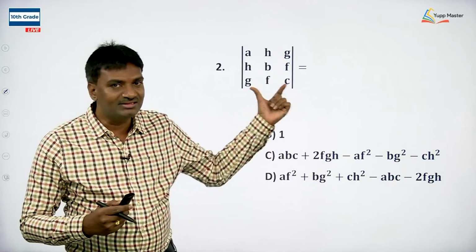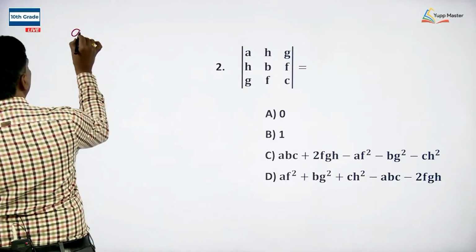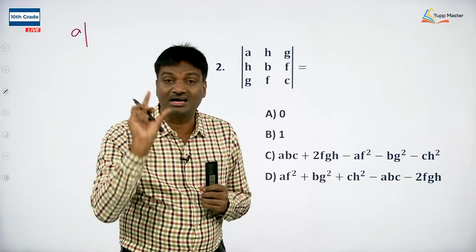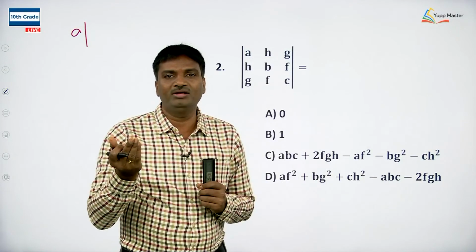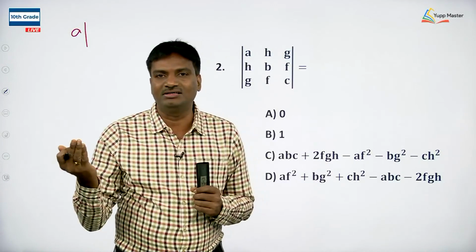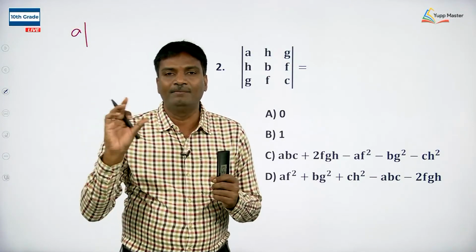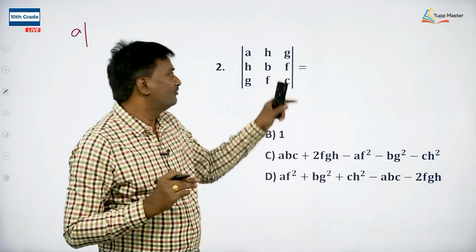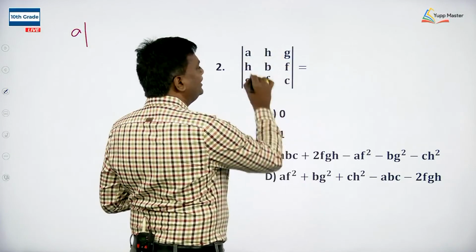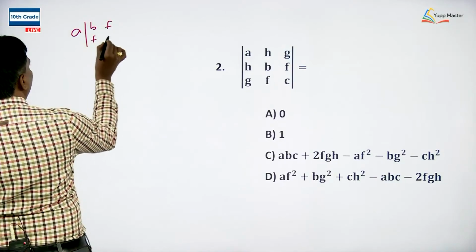Now let us consider the elements of the first row. The first element is A into the cofactor of A. We have to multiply each element of the first row with its corresponding cofactor. The corresponding cofactor means minus 1 power i plus j into the minor of the element in the ith row and jth column. But every time it is not necessary to multiply the minor by minus 1 power i plus j; simply use the signs plus, minus, plus. For the element A, you will get plus. By eliminating the row and column containing A, the remaining elements are B, F, F, C, the determinant B, F, F, C.